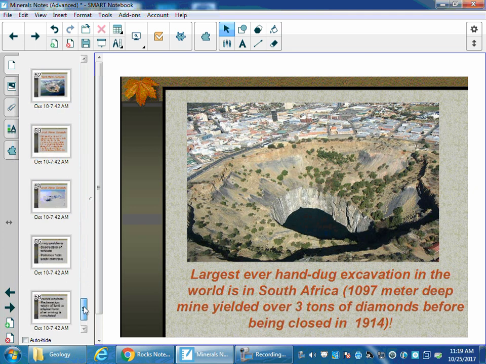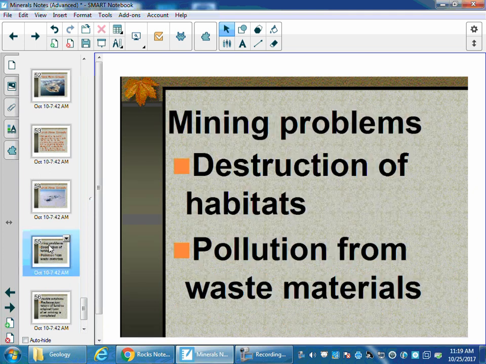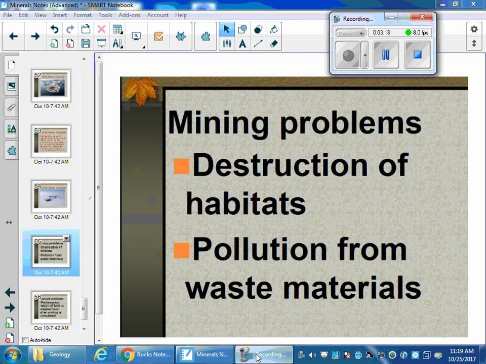Mining is really, really important. It gives us a lot of really important things that we need and we use all of the time. So it's very important that we know about it and you learn about it. But mining also has problems associated with it. Mining isn't always a good thing for the environment.